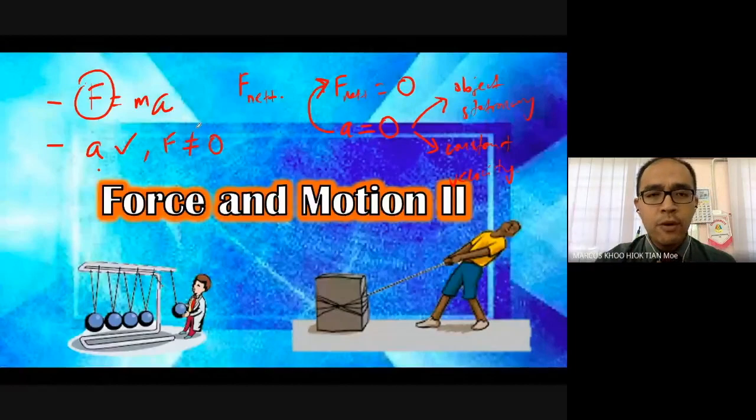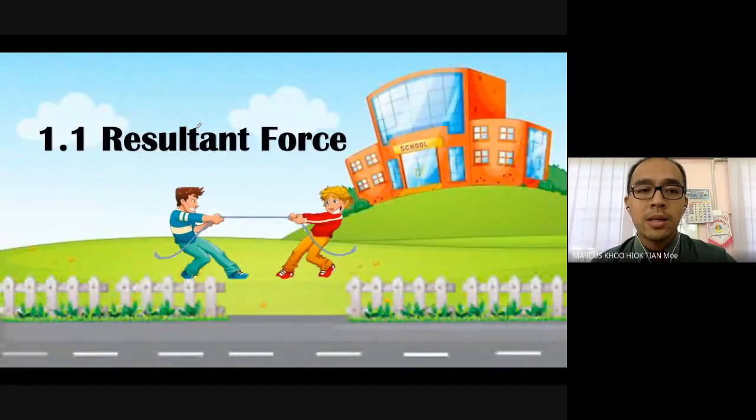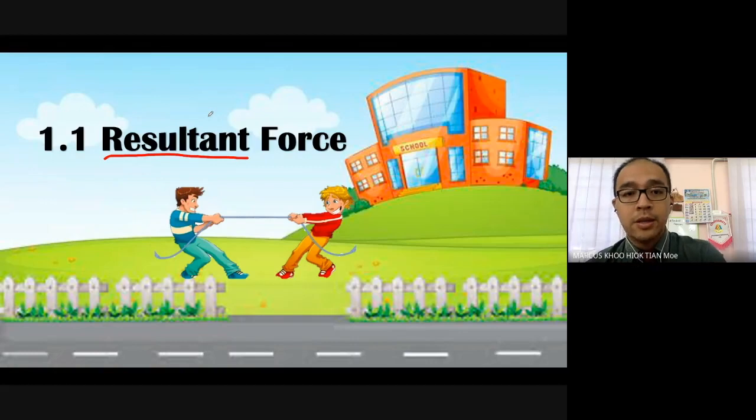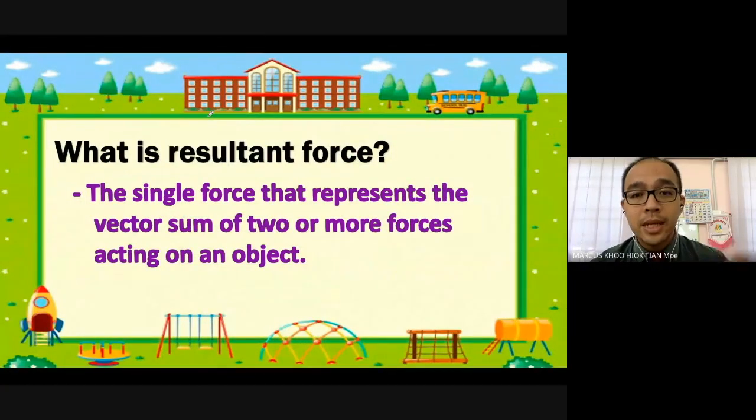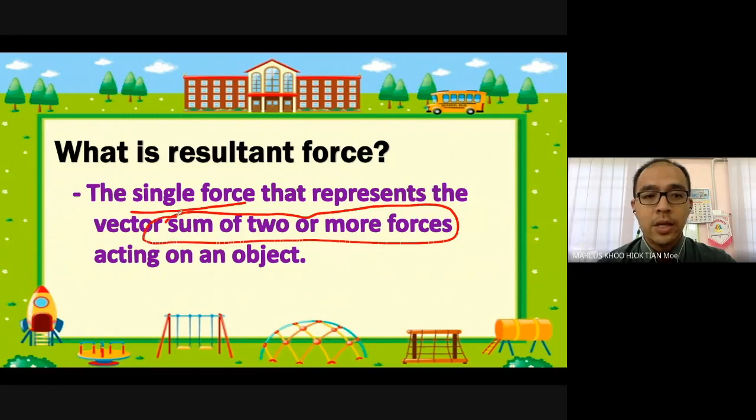Okay, so in Form 4, we call this net force. But in Form 5, we actually call this net force the resultant force. So the official name for this net force that I said last year is actually called the resultant force. And the resultant force is a single force. It is one single force that represents the sum of two or more forces. So when we add everything together, the resultant force represents as if there is only one force, but actually there are two or more forces acting.